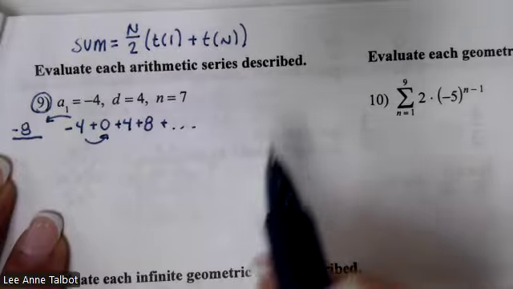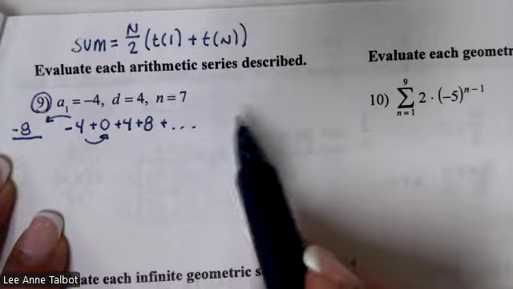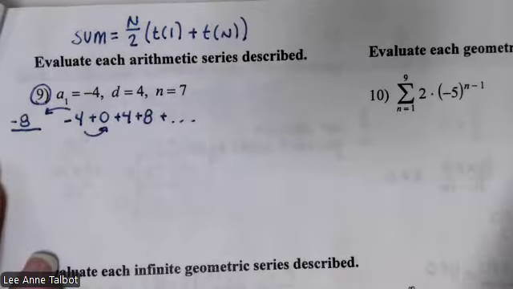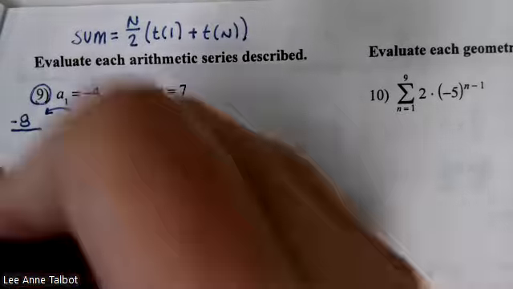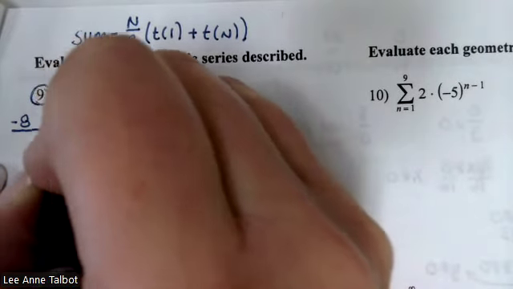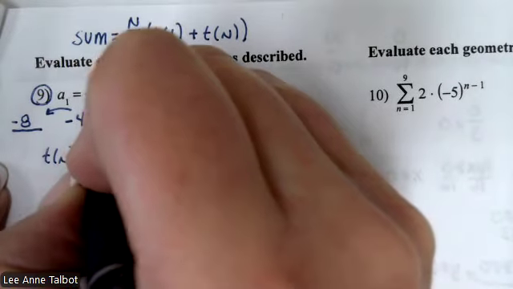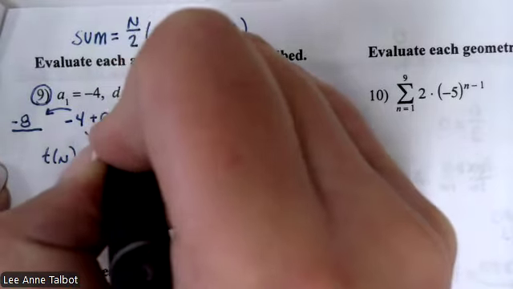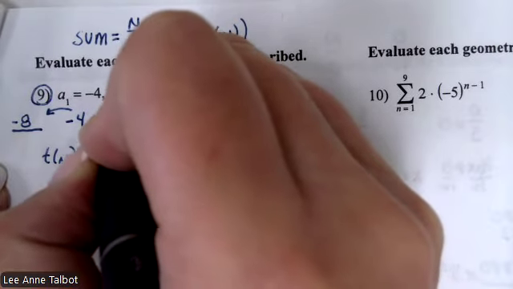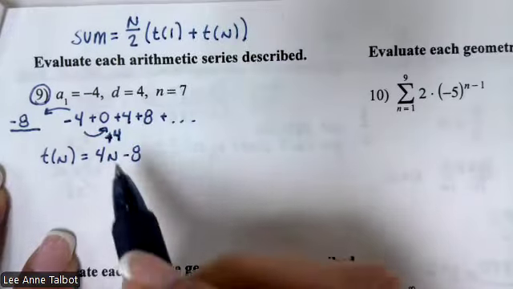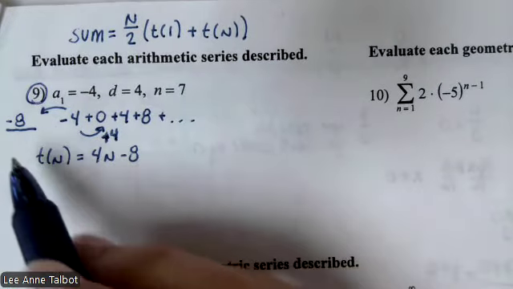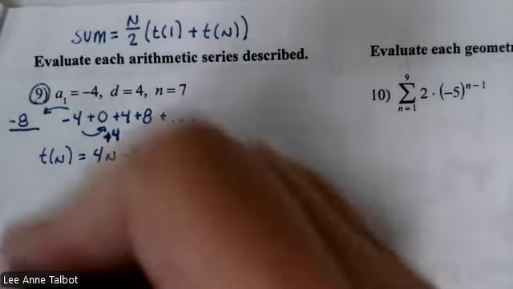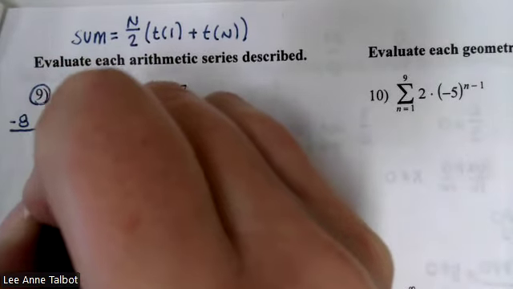Again, it would be really easy for me to just go up to the 7th number, but I'm not going to do that because we don't always have a small number of terms. So I'm going to do it the fancy way. T of n equals 4n minus 8, 4 coming from the growth, -8 coming from term 0. And I'm going to use that to find term 7.